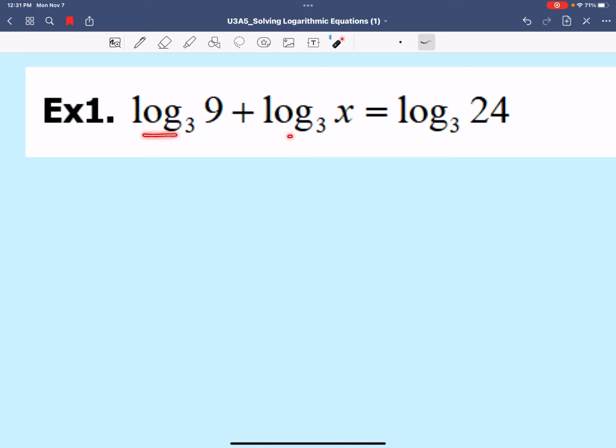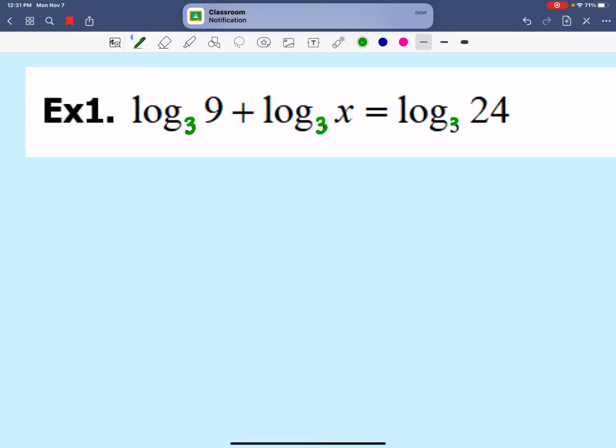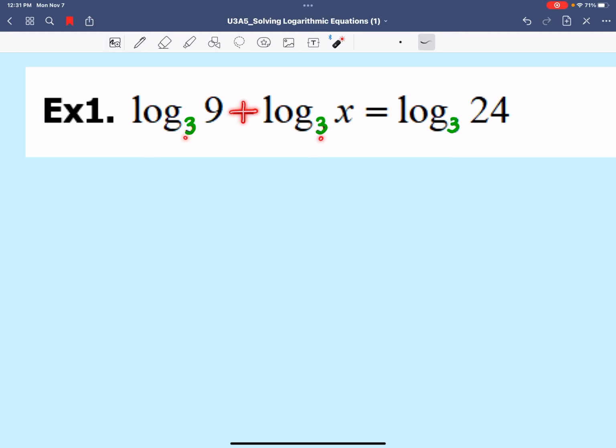So we call this a logarithmic equation because every term is expressed in logarithmic form. Step 1 to solving such equations is inspecting the base of each term. We want all the bases to be the same because when solving logarithmic equations, and as a matter of fact, any equations, we have to combine terms. And we cannot combine logarithmic terms unless they have the same base.